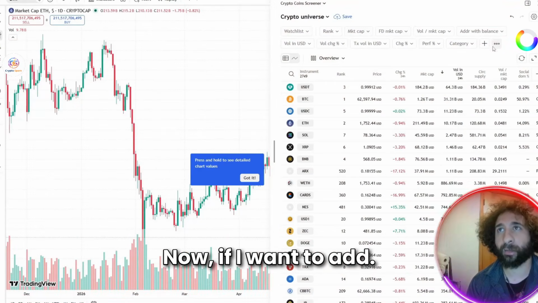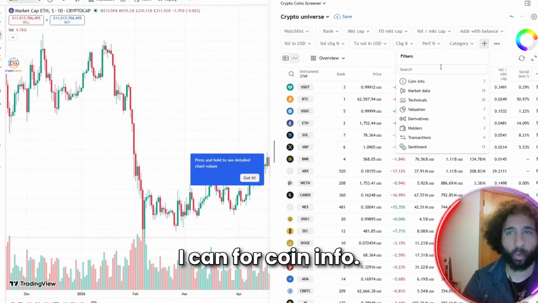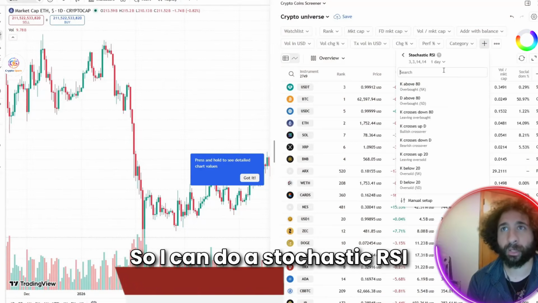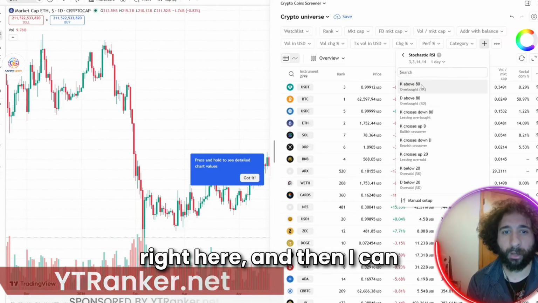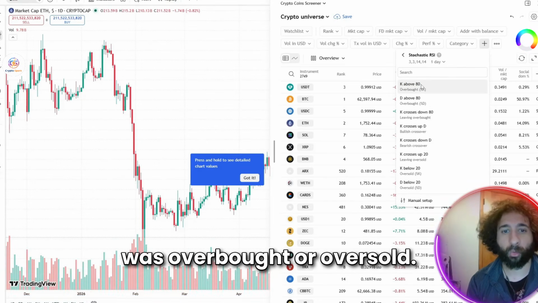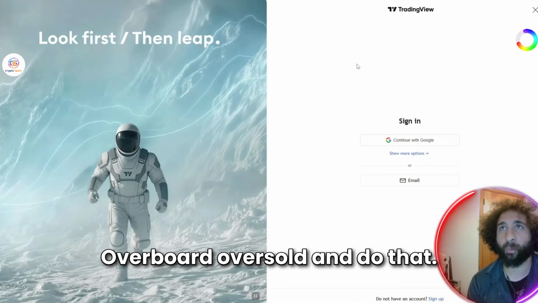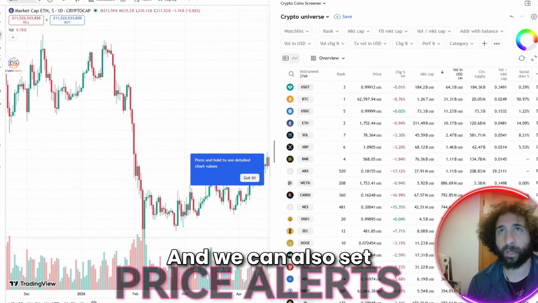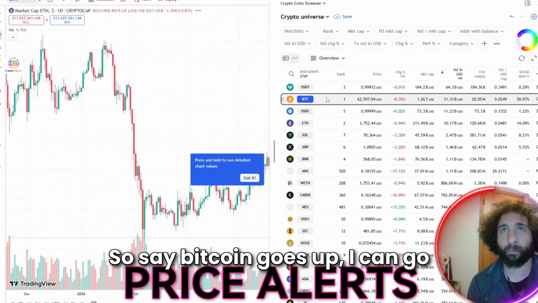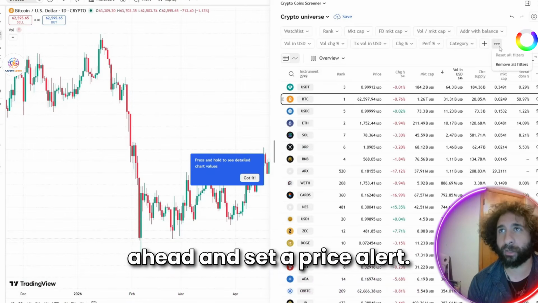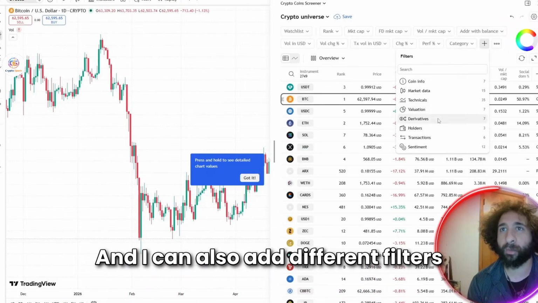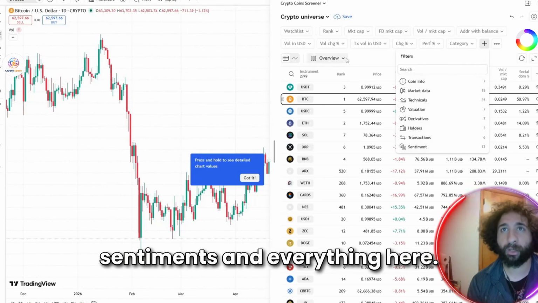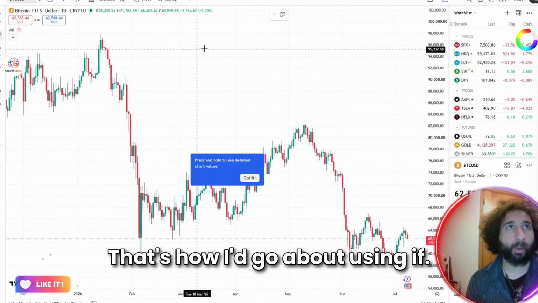Now, if I want to add different indicators, I can for coin info. It makes it very, very easy to do that. So I can do a stochastic RSI right here, and then I can have a look at whether it was overbought or oversold. So it's really, really simple. And we can also set price alerts right here. So say Bitcoin goes up, I can go ahead and set a price alert, and I can also add different filters. So you can add technicals, market data, info, sentiments, and everything here. That's how I'd go about using it.